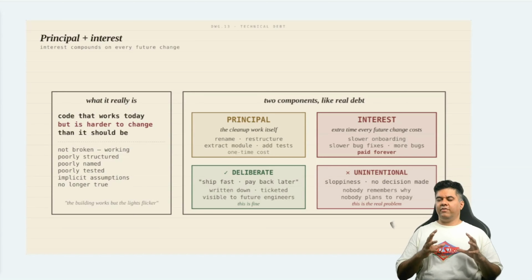So the discipline here to fix technical debt is to make debt visible. Whenever you take a shortcut, write it down, create a ticket, note it in a comment, make the debt legible and visible so that future engineers know that it exists.